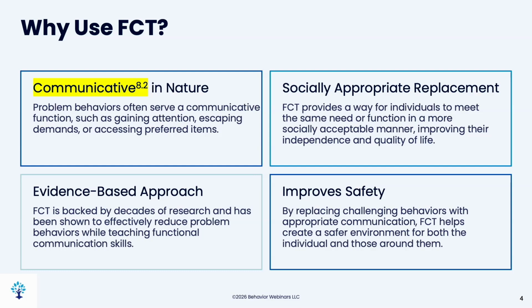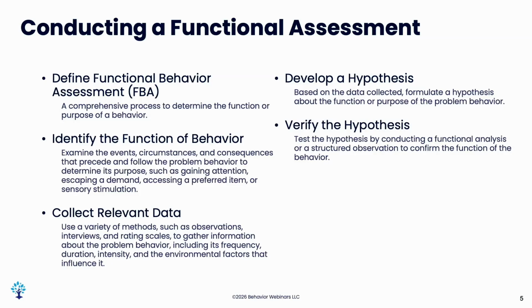It also improves safety. By replacing challenging behaviors with appropriate communication, FCT helps create a safer environment for both the individual and everybody around them. So to do this, you have to know what the function of the behavior is, and to do that, you need a functional assessment or a functional analysis. Going back a little bit to our assessment section, this is a comprehensive process to determine the function of the behavior. It will identify the function of a problem behavior, such as gaining attention, escaping a demand, accessing preferred items, or sensory stimulation.